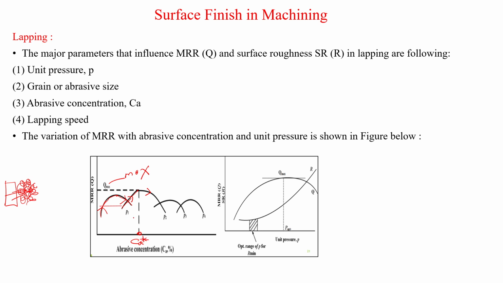So we have to maintain Ca such that we get the highest MRR. If we increase Ca beyond a particular amount, then MRR will decrease. So we need to see that.